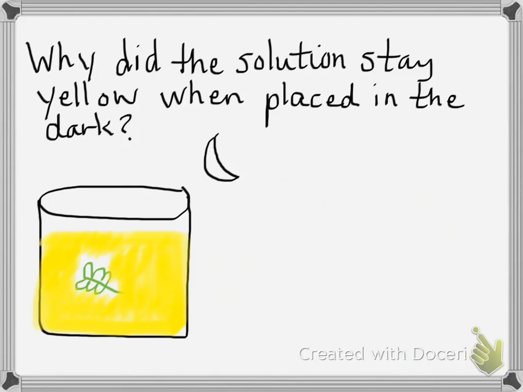This is my drawing for darkness. See, there's my moon. When we came back 2 days later, it was still yellow. How come? No sun, no photosynthesis. With no light, no photosynthesis. So the CO2 stayed in the water.